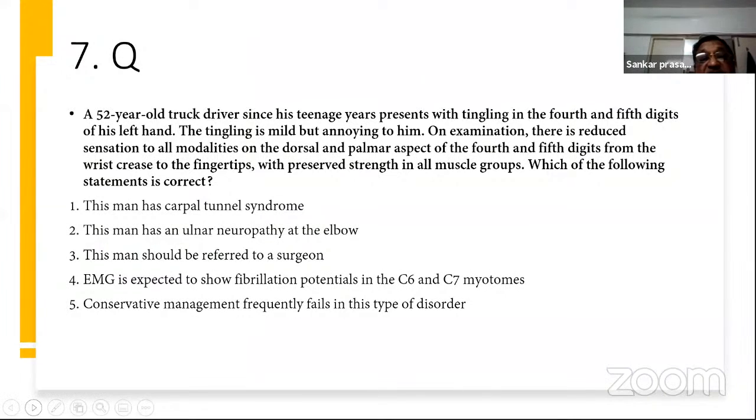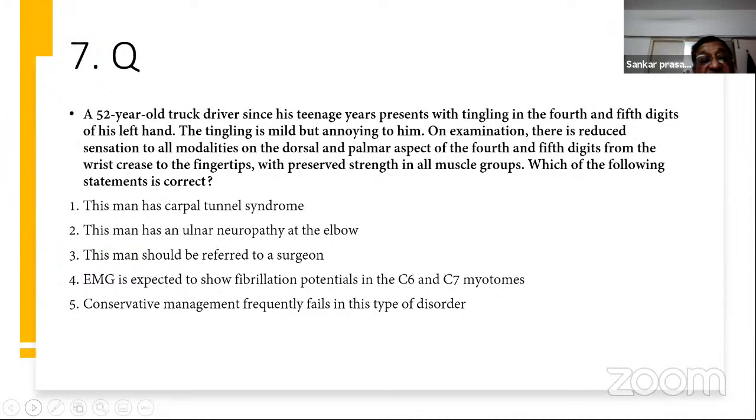A 52-year-old truck driver, since his teenage years, presenting with tingling in the fourth and fifth digits of his left hand. The tingling is mild but annoying to him. On examination, there is reduced sensation to all modalities on the dorsal and palmar aspect of the fourth and fifth digits from the wrist crease to the fingertips, with preserved strength in all muscle groups.